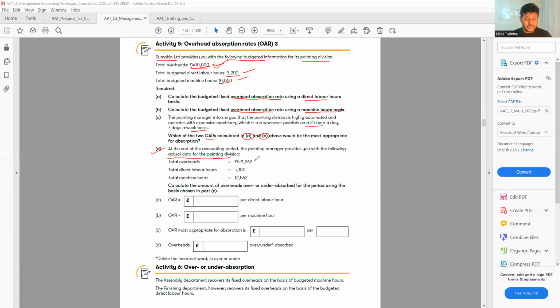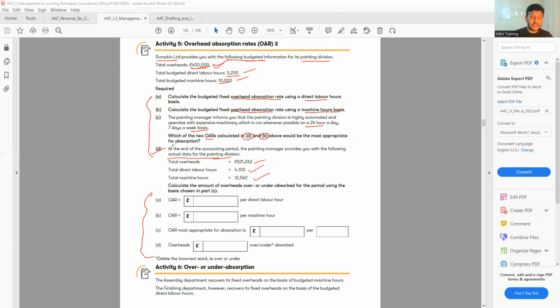So total overhead, this is all actual. Remember that is actual, total direct labor actual, total machine hour actual. When you calculate the under or over absorb, we need to take the actual activity times the OAR that we calculated before. So we now have 4 requirements, basically A, B, C, D. We have to do that. So let's do this one.